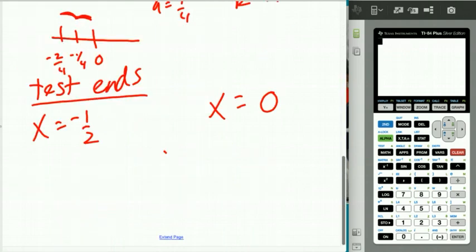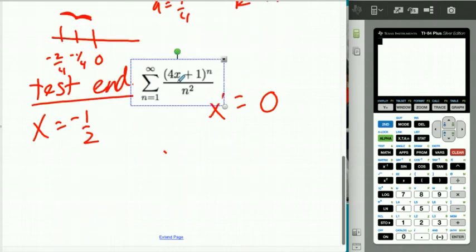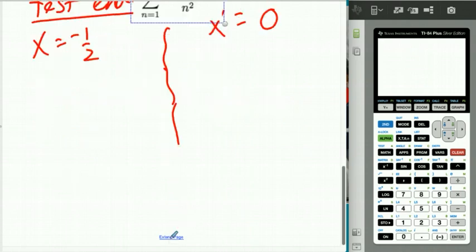So we scroll down to the bottom. We'll just drag this series in here. So we're going to test our endpoints, right? So I would argue that they're about the same amount of work. And again, we're going to see the same thing we've seen a couple times now, both of them are going to converge actually here because of the n squared on the bottom. They're going to be the same series. One is going to be alternating and one is not alternating.